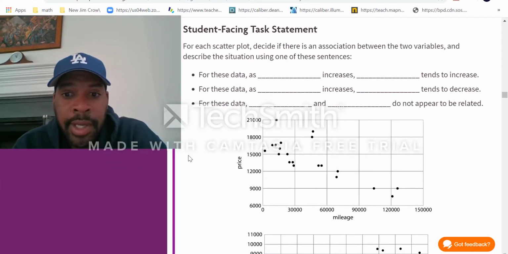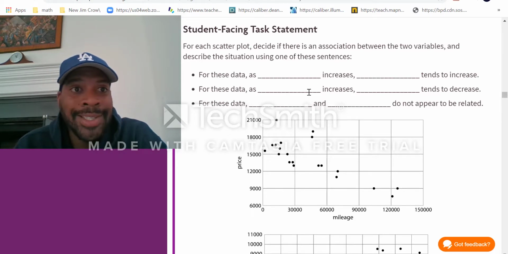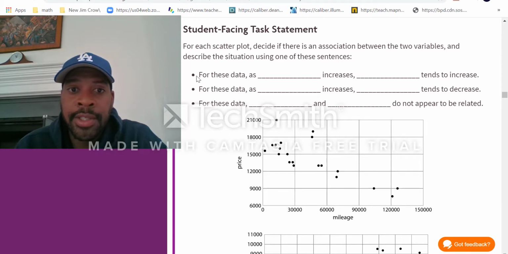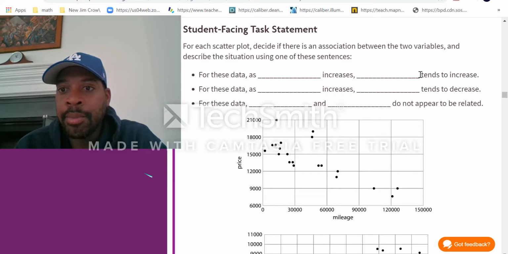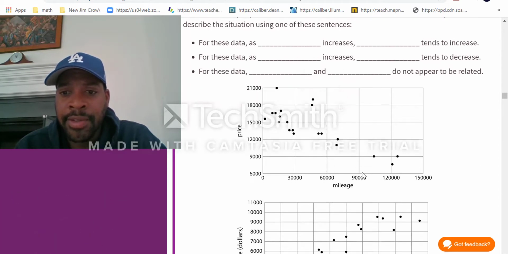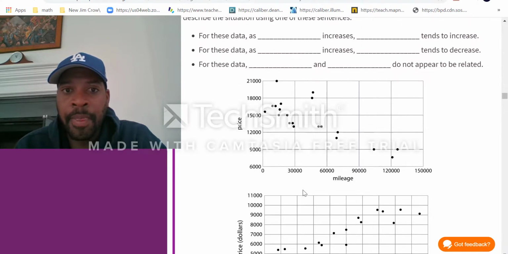All right, so for this week's lessons, what I just went over, for Unit 6, Lesson 6 and Lesson 7, I just wanted to present this. This is what Lesson 6 should look like. You'll have a question that is similar to this, where it says for these data as blank increases, blank tends to increase. So you're looking at specifically the graphs, and you're looking at when one of these variables, whether it's mileage or price, increases, what else increases, right?